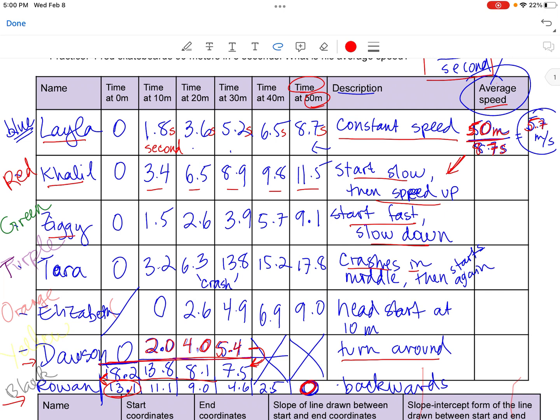Tara crashed in the middle, and here was her crash right here between the 20 and 30 meters. She had a crash, so that slowed her down, but then she started up again and finished.